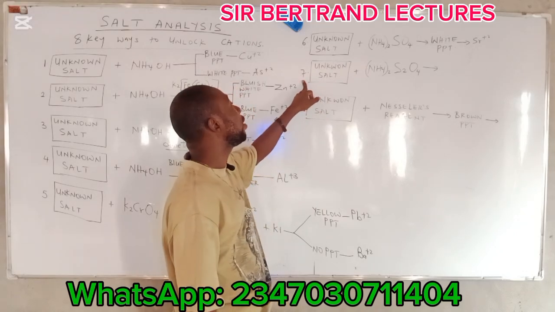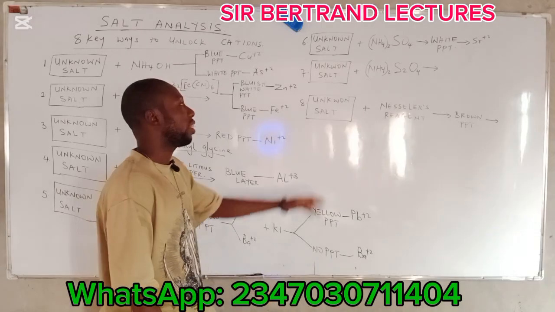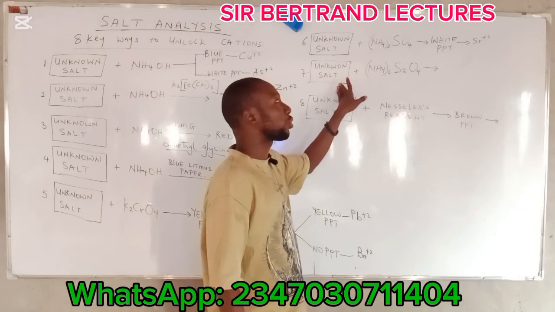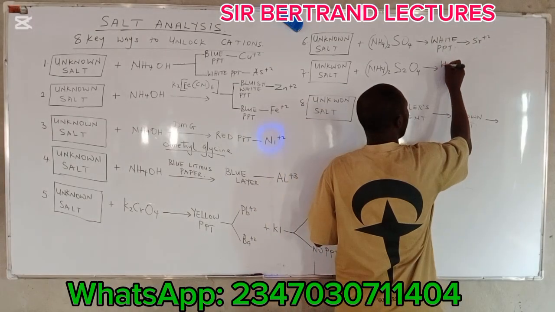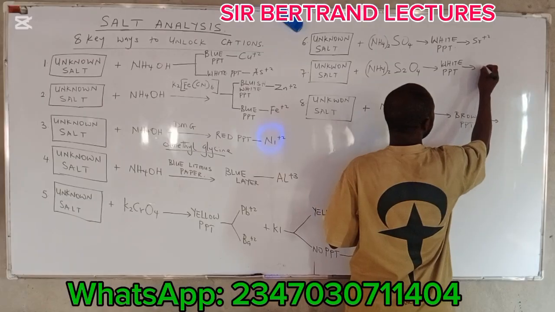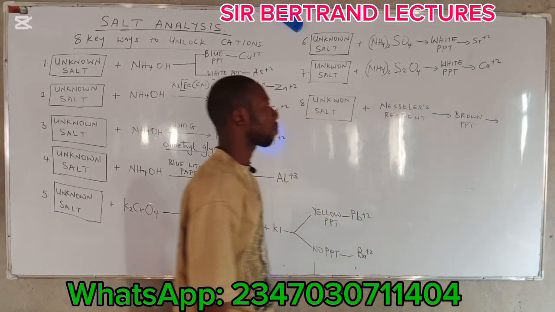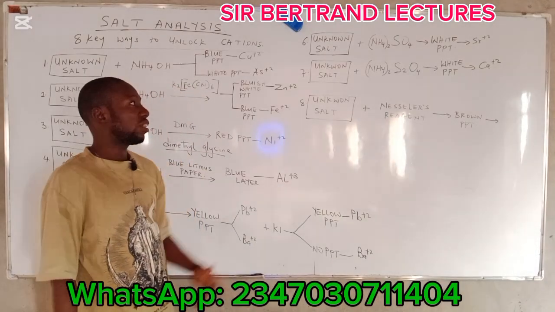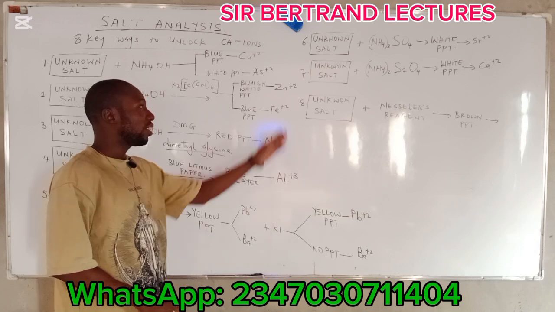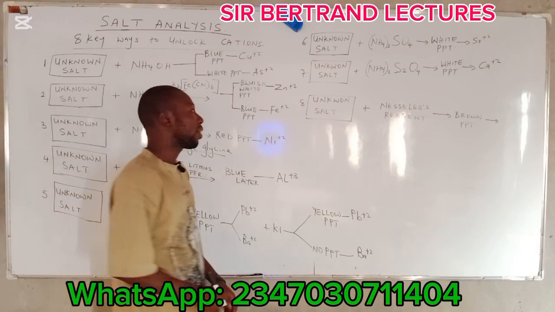Then the number 7 key here to unlock the cations present in an unknown source sample. You introduce ammonium persulfate to the unknown source sample. Here, it's going to give us white precipitate to indicate the presence of calcium ion. If it gives white precipitate, after you must have added ammonium persulfate to an unknown source sample, that indicates the presence of calcium ion.